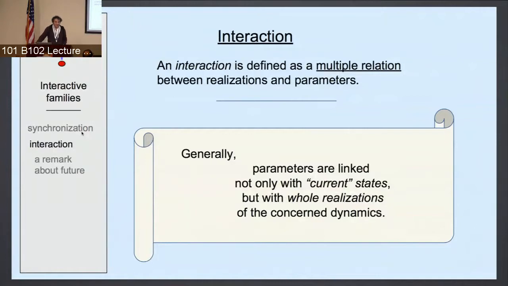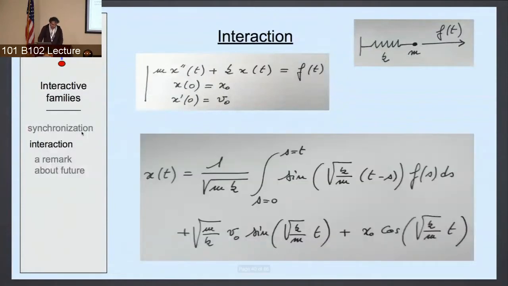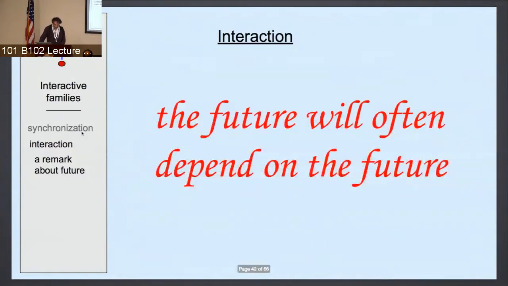So, you could be surprised that for us, parameters are linked not only with states, but even with realizations on the concerned dynamics. To understand this fundamental point, let's consider the interaction between a spring and a human operator who freely exerts a force on it. These are the equations of the movement of the spring, and this is the solution depending on initial conditions, of course, and depending on the force exerted by the operator from the initial instant until the future instant t considered. It means that, in general, with the exception of particularly interesting situations, the future will often depend on the future.